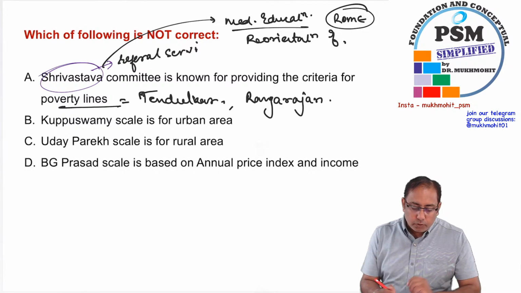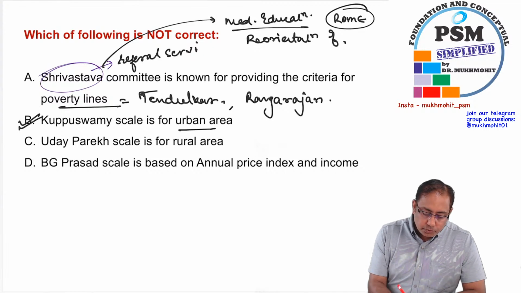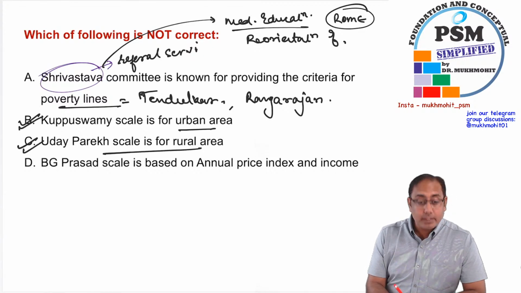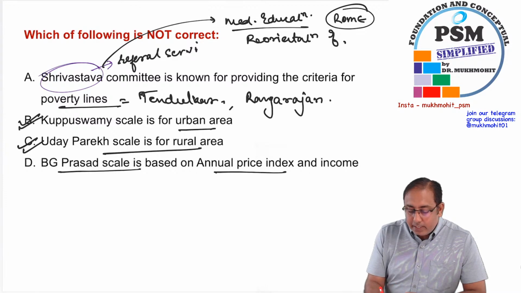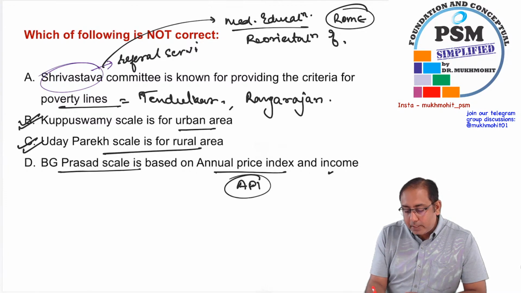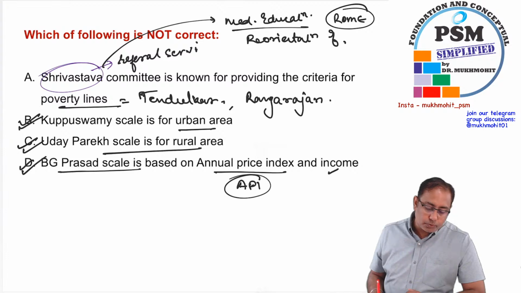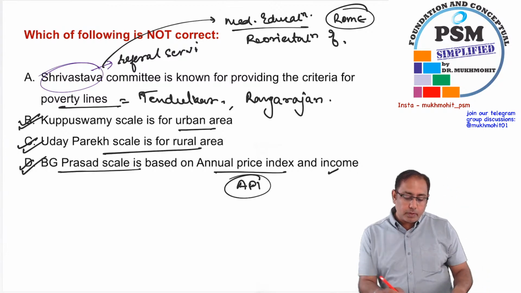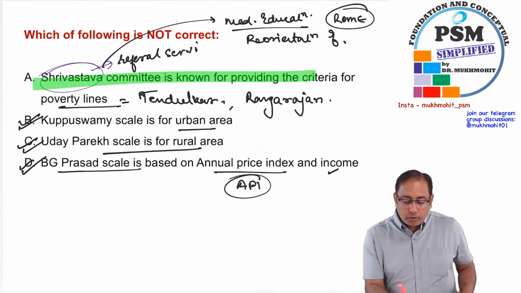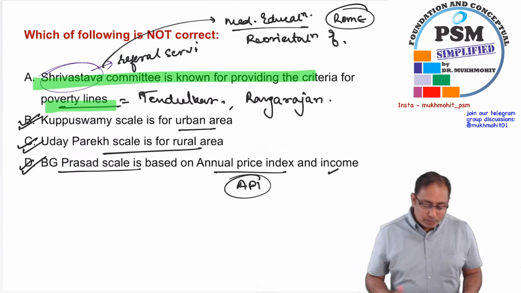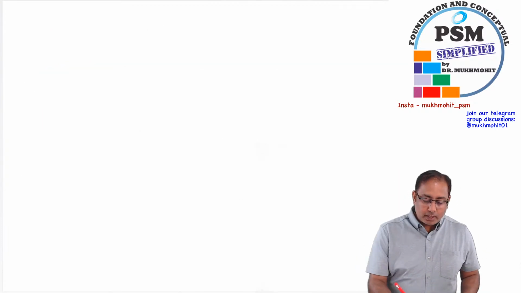Referral services. Kuppuswamy is for urban area, true. Udai Parikh is for rural area, this is also true. BG Prasad scale is based on the API, annual price index, and the income, this is also true. So option A is the only one which you are supposed to mark as the wrong answer.